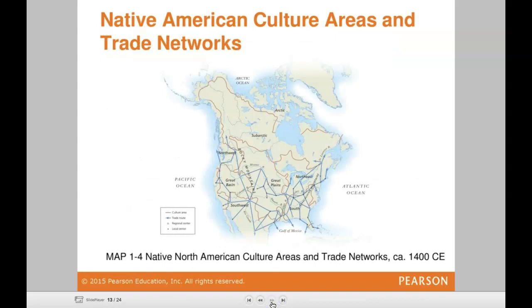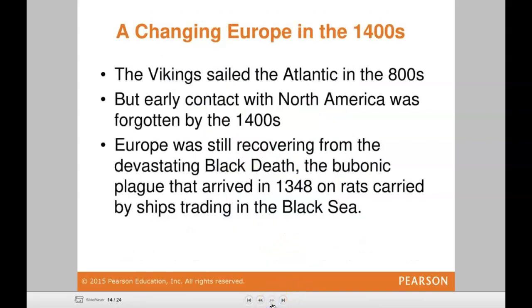Native American culture areas and trade networks. As you can imagine, the elaborate landscape of North America allowed Europeans and native populations the chance to trade, which had positive and negative effects. But what made this exploration possible in the first place?